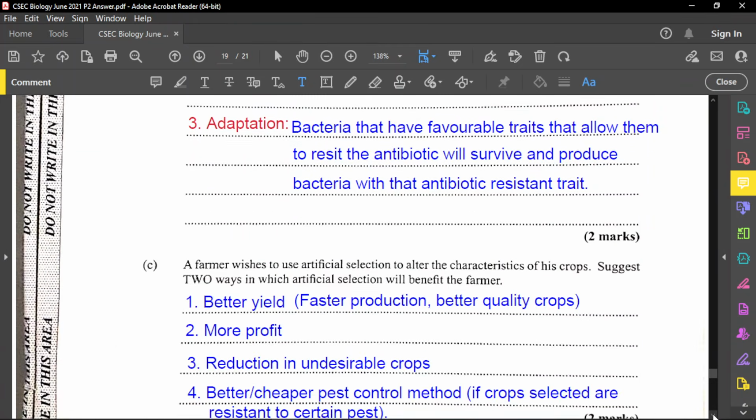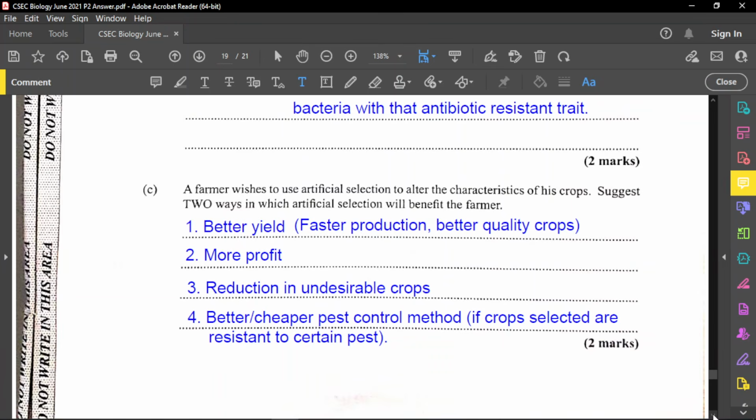All right, let's go to the next part of the question, part C. It states that a farmer wishes to use artificial selection to alter the characteristics of his crops. Suggest 2 ways in which artificial selection will benefit the farmer. And so one, because of artificial selection, which is selection done by the farmer, it is done by man, what he will realize over a period of time is better yield. And better yield could be faster production, better quality of crops as well. All right. And also it may have more profit.